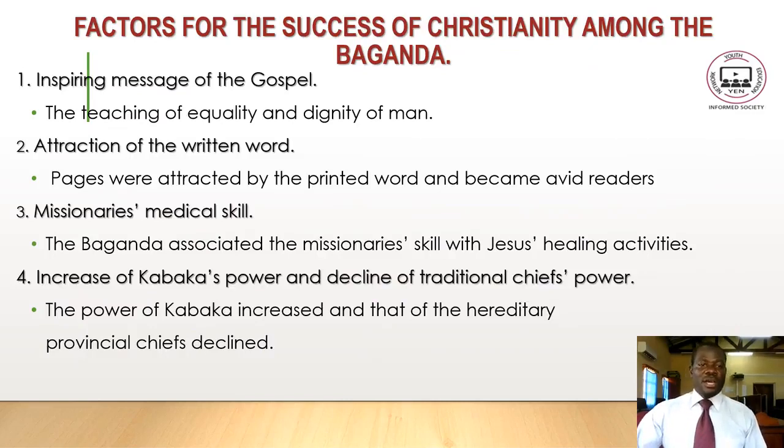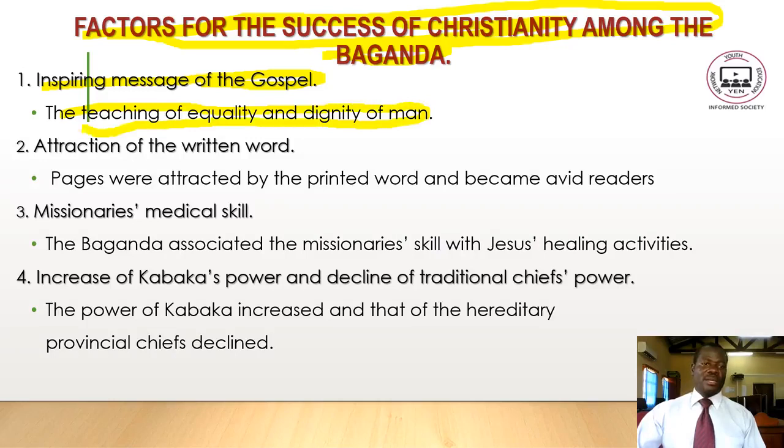Here, we are now looking at the factors. What were the factors that led to the success of Christianity among the Baganda? Because Christianity was successful in Buganda. The first factor was the inspiring message of the gospel. The teaching of equality and dignity of man made people understand it very well, and hence many people accepted Christianity. Secondly, the attraction of the written word.